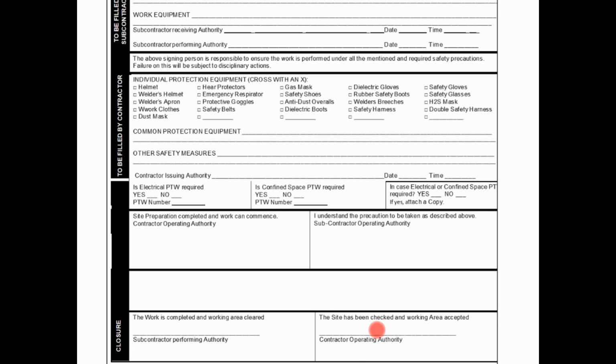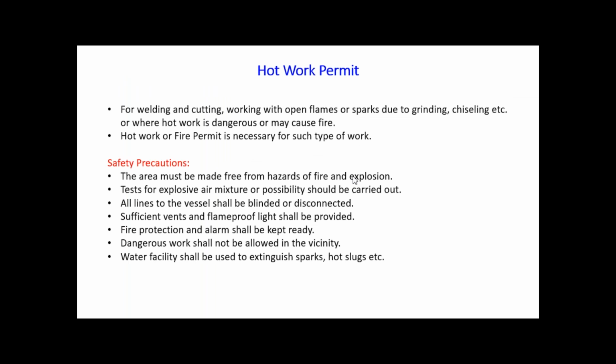After clearing and after satisfying the condition only, the contractor is going to sign this document and declare that the work permit is closed. So this is the general work permit and its parameters. Now we have to talk about the specific work permit.